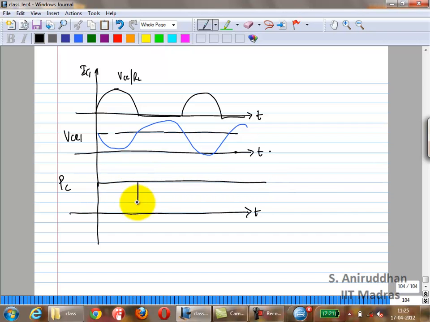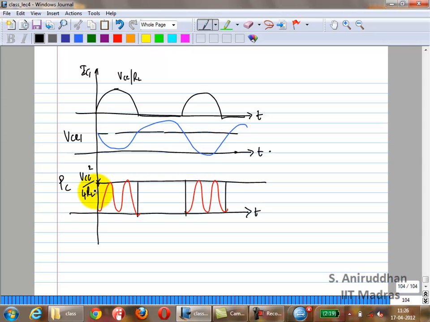So if you draw the power dissipated in the device, you'll get something like this. You'll get the same 2x frequency, but only for half the cycle. Is that right? In the class A case, it was conducting throughout. In the class B case, conducting for half the cycle. And this value is going to be VCC squared by 4RL. This is the peak, PC max. Okay?